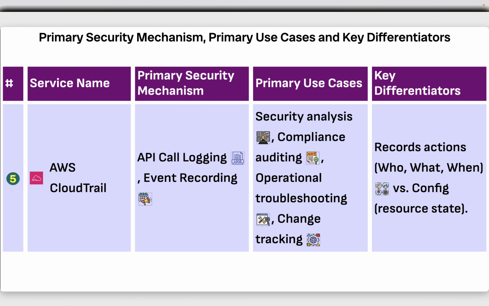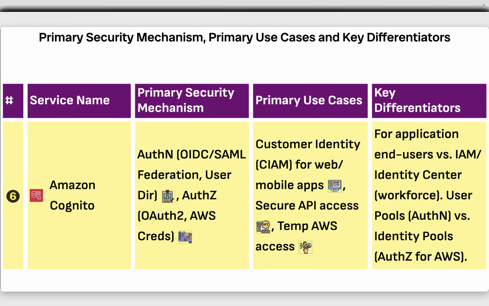Next we have AWS CloudTrail. The security mechanism is API call logging and event recording. Primary use cases are security analysis, compliance auditing, operational troubleshooting, and change tracking. Key differentiators are that it records actions like who, what, and when. When compared with AWS Config, which is basically managing the resource state, CloudTrail just keeps track of the actions.